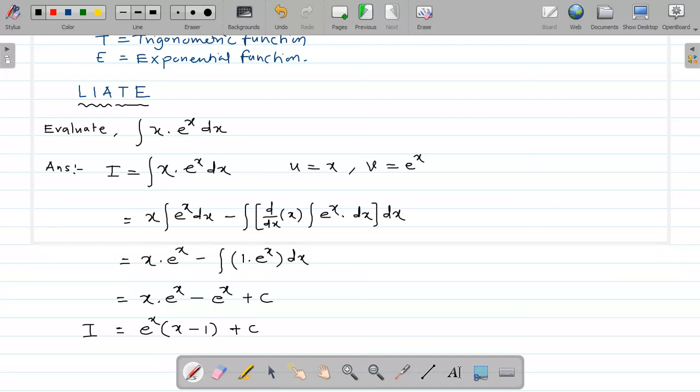Okay, so today we have seen the theorem with proof. That theorem is also very important from exam point of view, and just one example related to that.